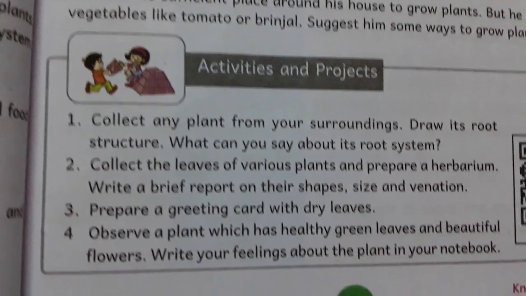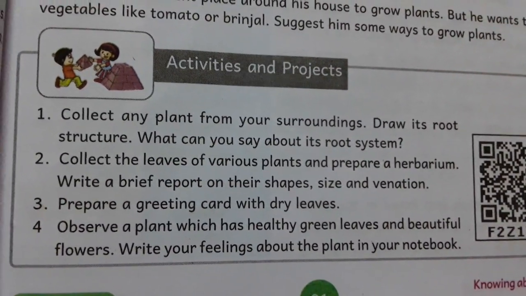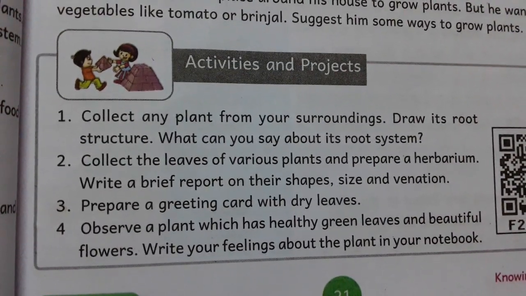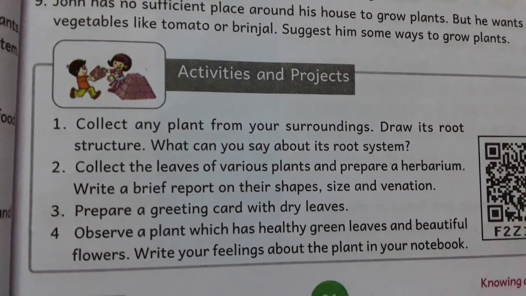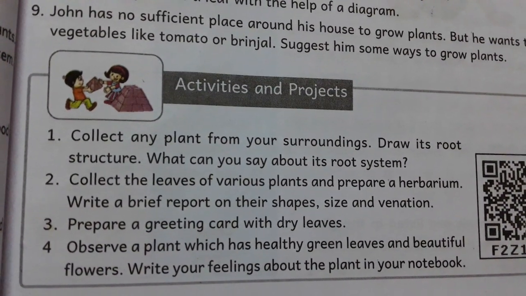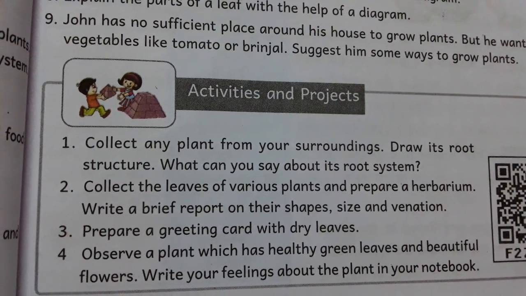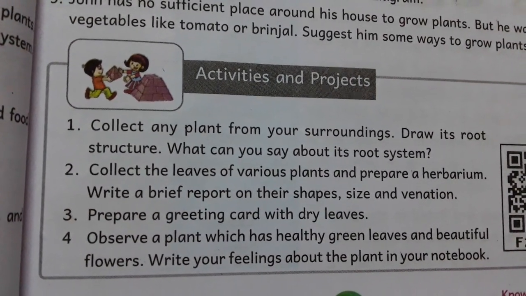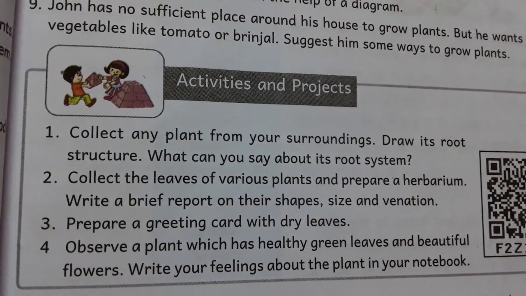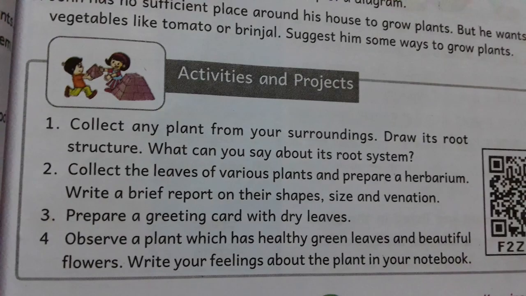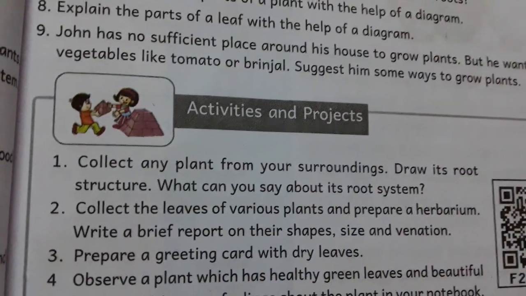And after that, activities and projects. Collect any plant from your surroundings, draw its root structure and say what you can about its root system. And second one, collect the leaves of various plants and prepare a herbarium. Write a brief report on their shape, size and venation, and prepare a greeting card with dry leaves. Okay, and observe a plant which has healthy green leaves and beautiful flowers. Write your feelings about the plant in your notebook.